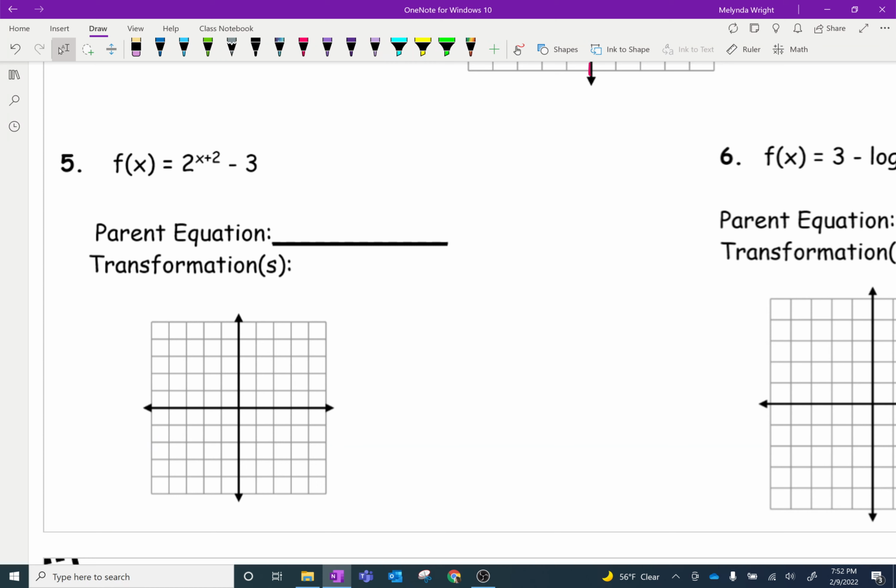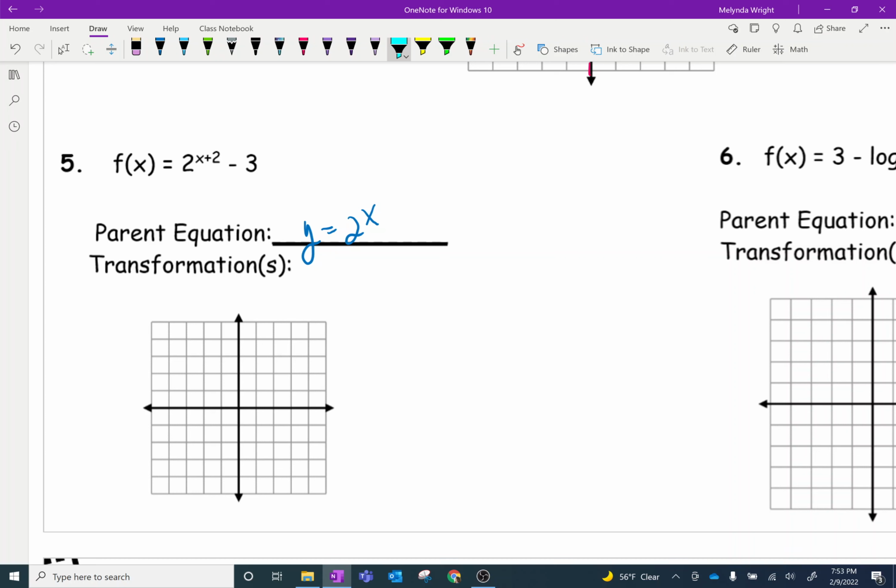All right, so the first thing that we want to do is write down what the parent equation is, or the parent function. So in this case, f of x, remember, is y. So y equals 2 to the x. That is the parent. So what did I do? I took off the minus 3, that's a transformation. I took off the 2, right? And I just left the 2 to the x. That's how we find the parent.